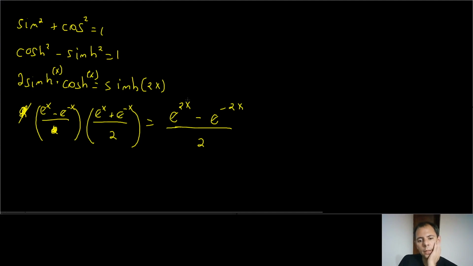Well, this thing is the double angle formula. So instead of plugging an x in here, you plug a 2x in there. And so this is going to be the hyperbolic sine of 2x.